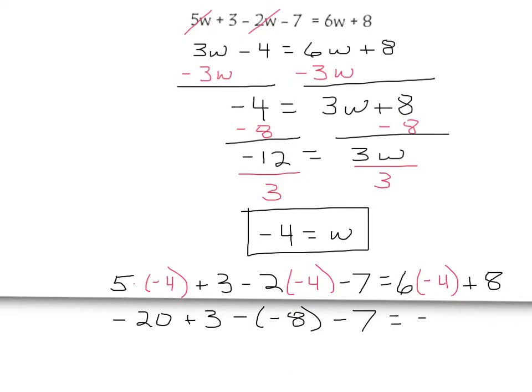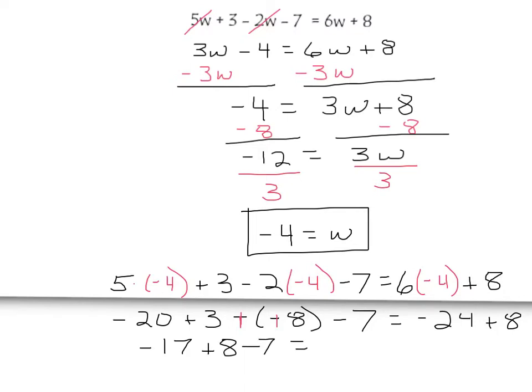6 times negative 4 is negative 24. So on the left, look at the minus and negative, and remember that minus and negative is the same thing as plus a positive. So we have to do addition and subtraction from left to right. So negative 20 plus 3 is negative 17.